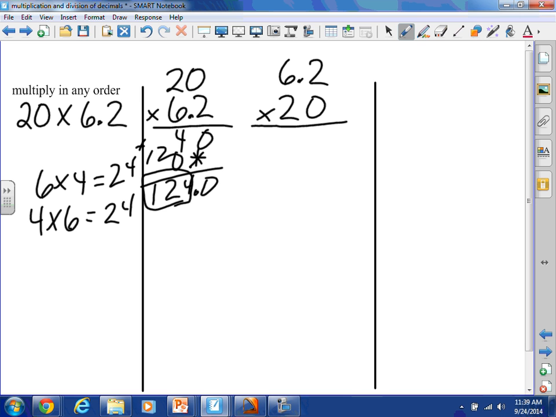Okay, look at the problem. Now, this one, pay attention. If I'm multiplying a number and it ends with a 0, so 6.2 times 20 ends with a 0, all I have to do is bring that 0 down. And then start multiplying by the 2. 2 times 2 is 4. 2 times 6 is 12. I put in my place value, my decimal point. It's 124.